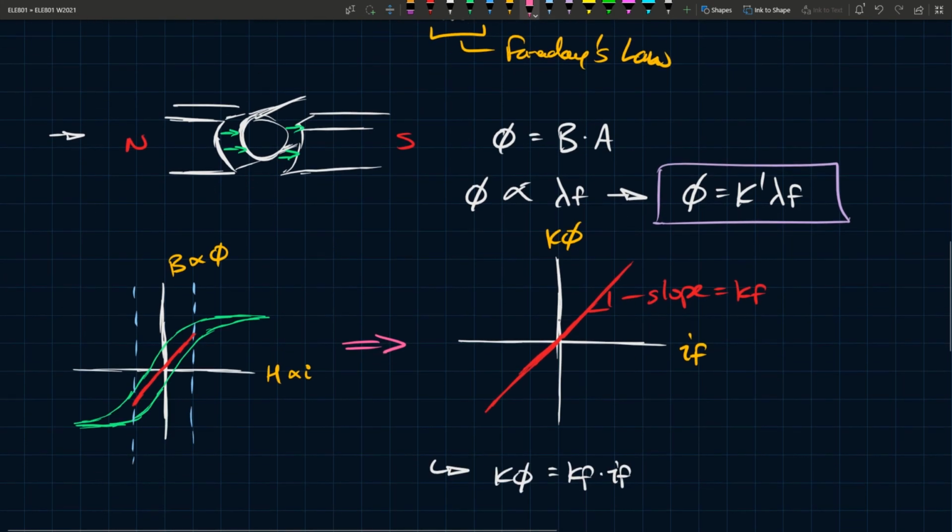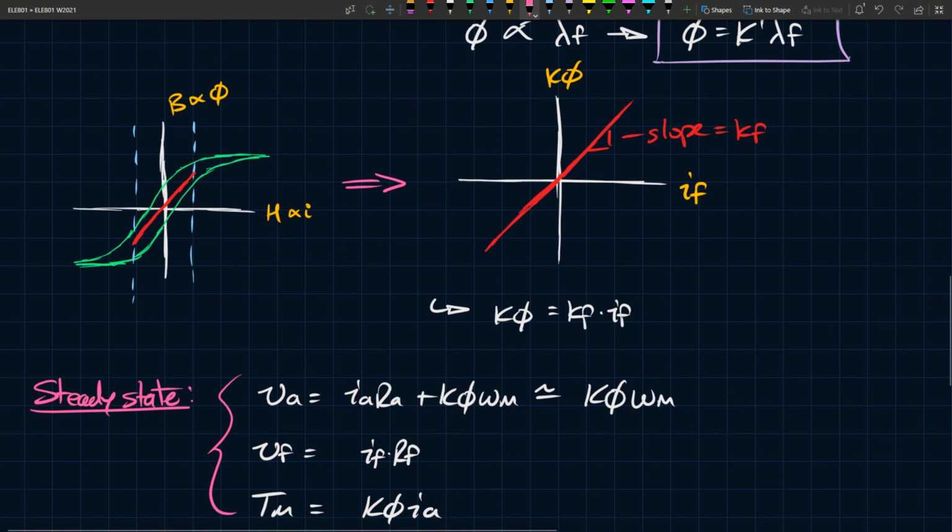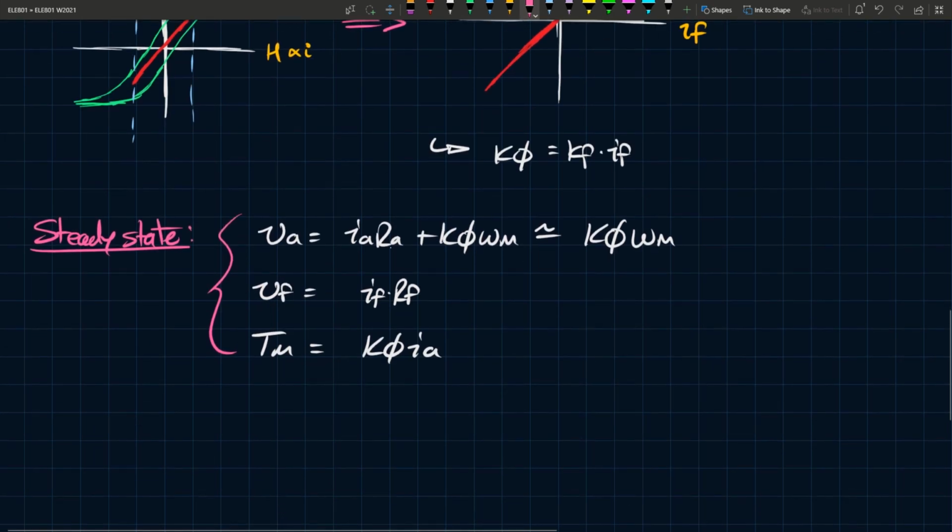And then we finally concluded that based on these magnetization curves, if we operate under a small, linear portion of this, then we can approximate this whole thing as a straight line, and we can relate K phi to If using Kf, which is the slope of this line. And then the steady state equations, which are just simplified versions of the first equations that we saw.